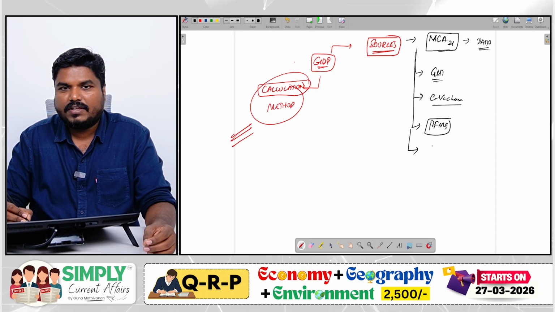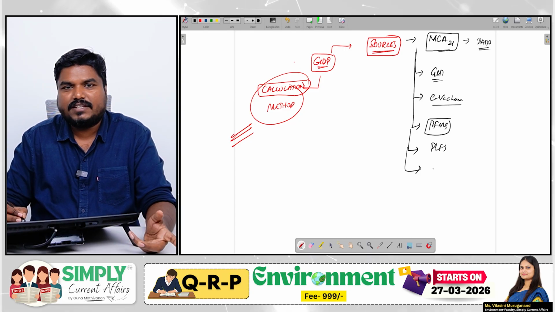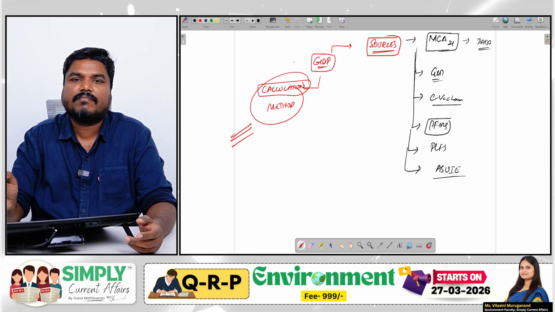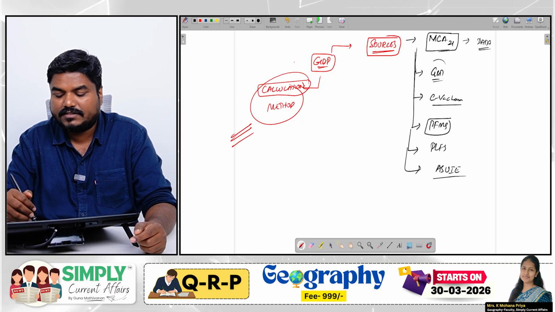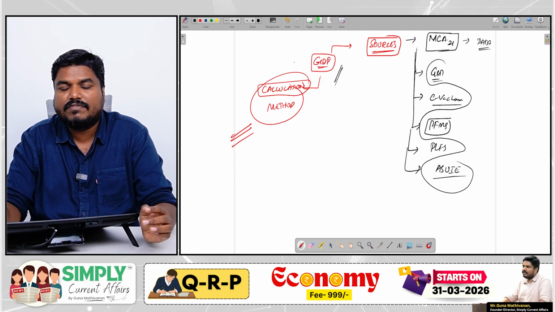Along with that, we have periodic labor force survey data. Along with that, government is taking the annual survey of unincorporated enterprises. That is, the unorganized sector enterprises. All these data are also being considered by the government for the calculation of GDP.